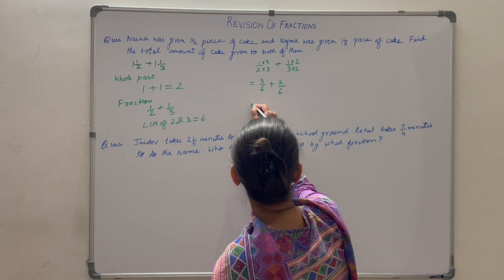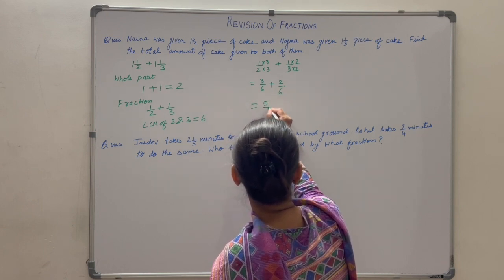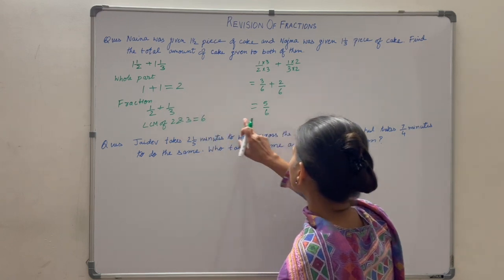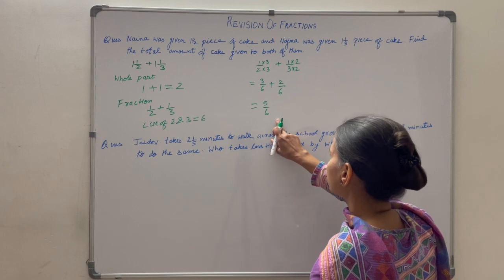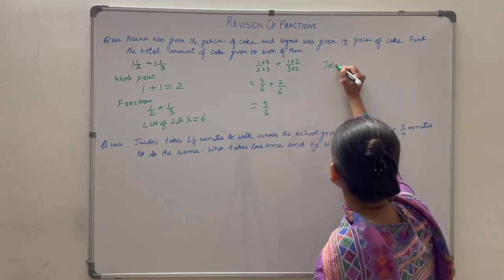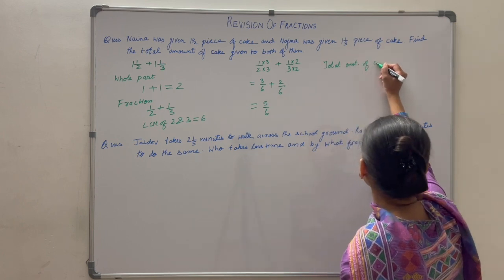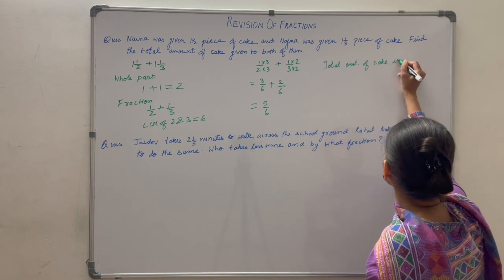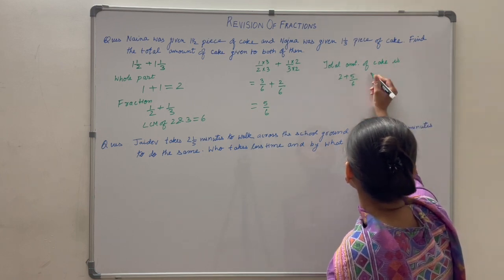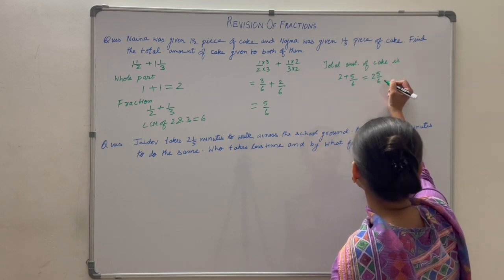The denominators are same. So what you get here in the numerator? 5. Denominator is 6. So whole part is 2. Fraction part is 5 by 6. So total amount of cake is 2 plus 5 by 6. That is equal to 2, 5 by 6.